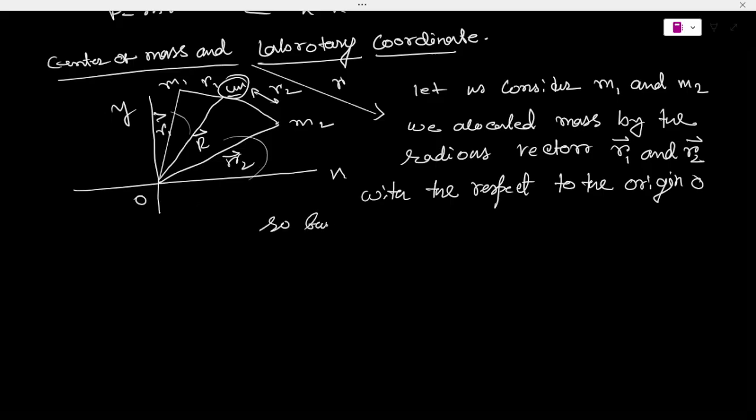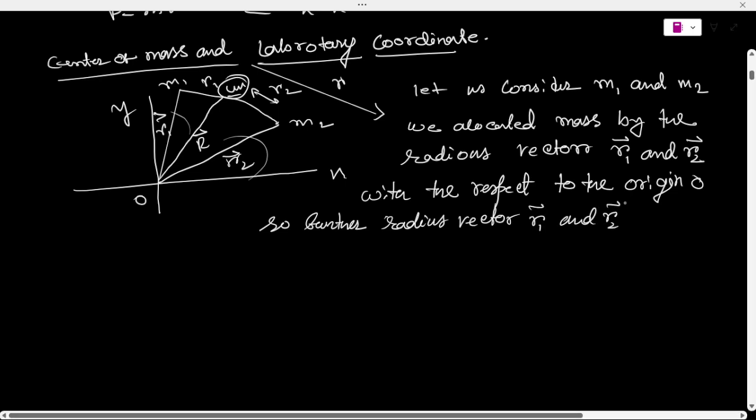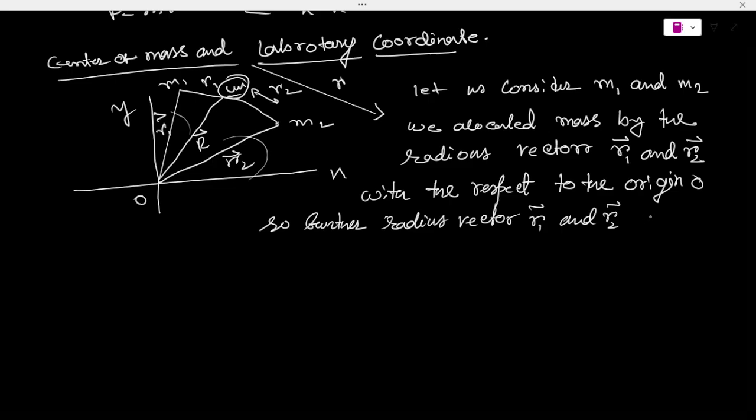Further, the radius vectors r1 and r2 are called center of mass coordinates.